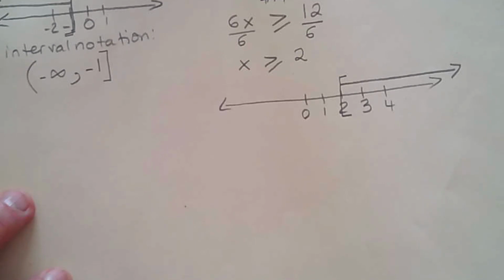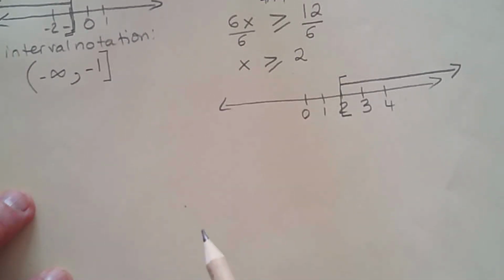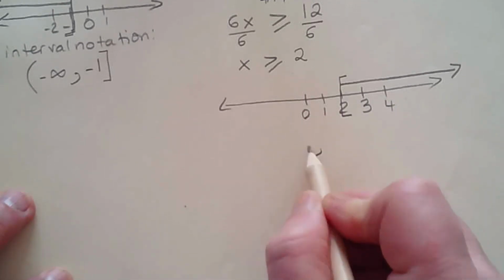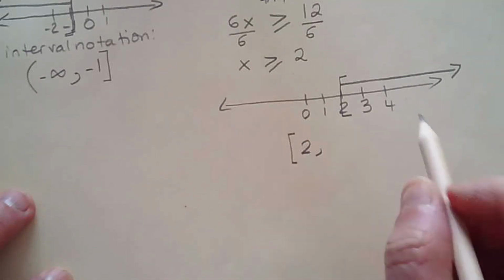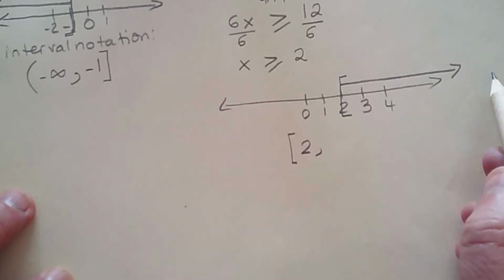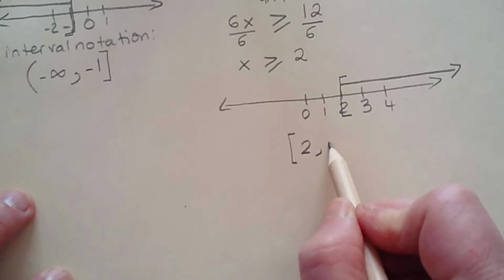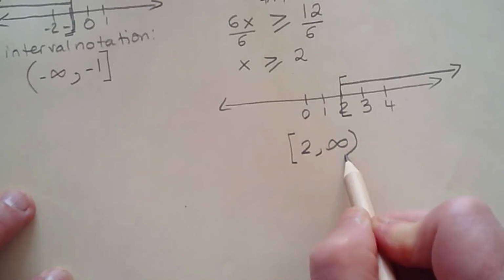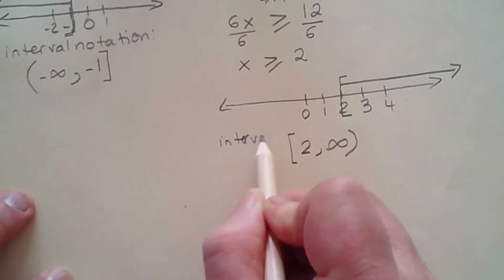Writing this in interval notation, you know that 2 is the smallest value that you can have. So it's going to be to the left of the comma in the interval notation. Since 2 is included, I'm going to have a bracket around 2 here. And any number greater than 2 would be a solution. So we'd have here infinity. And this is the solution in interval notation.